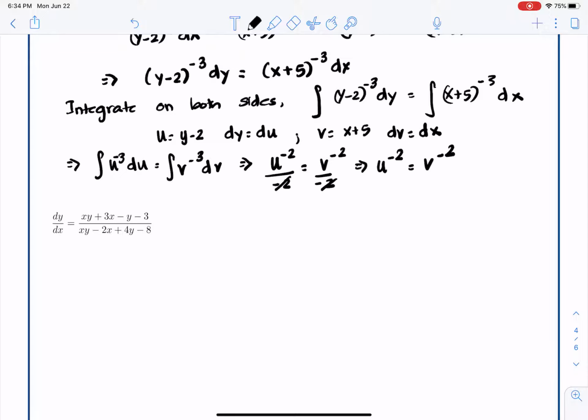We put the substitutions back, but before that I'm going to write this as 1 over u squared equals 1 over v squared, because 1 over u squared is u raised negative 2, 1 over v squared is v raised negative 2, and that is the same as saying u squared is equal to v squared. Put the substitution back in, y minus 2 squared equals x plus 5 squared plus c. Now this clearly is an implicit solution.